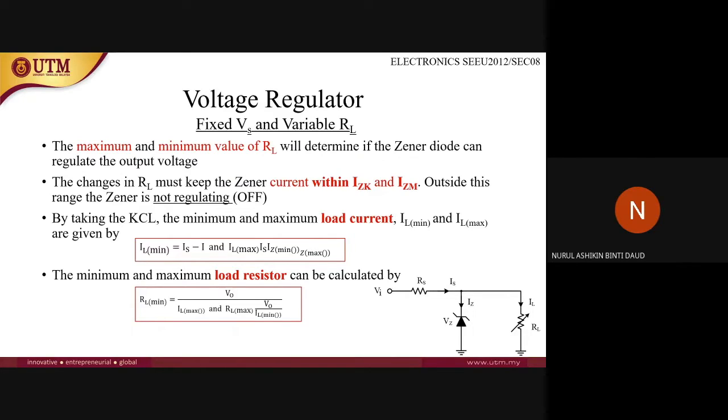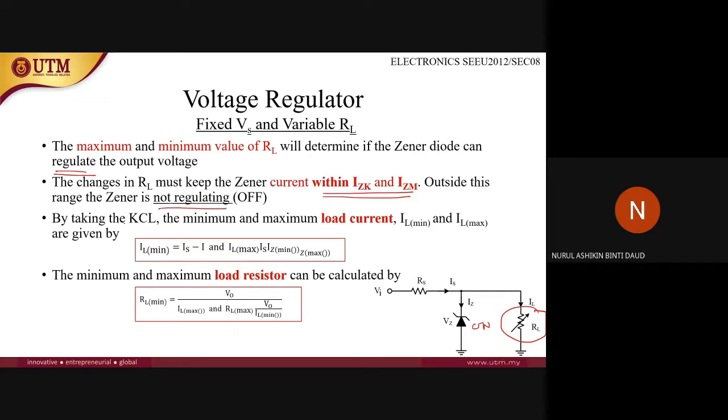So fixed VS and variable RL: the maximum and minimum value of RL will determine if the Zener diode can regulate the output voltage. The minimum and maximum value of this resistance can only be calculated if the Zener here is working, if the Zener is in the on state. The changes in RL must keep the Zener current within IZK and IZM. Outside this range the Zener is not regulating and is off.